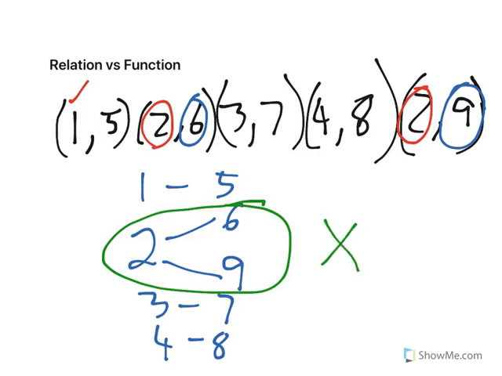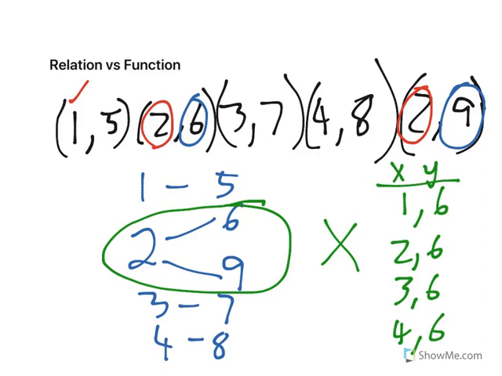Okay, so a function can only have one y value for any given x value. Not the other way around. I can say 1, 6, 2, 6, 3, 6, 4, 6. Okay, I've got one y value and a whole bunch of x values. That's okay. I can do that. What I can't do is have one x value with multiple y values. Okay? So that's the difference between a relation and a function.